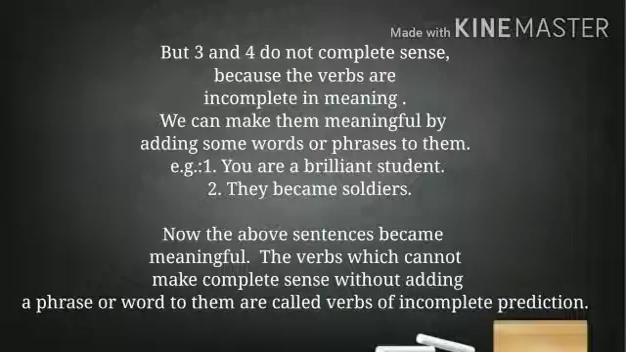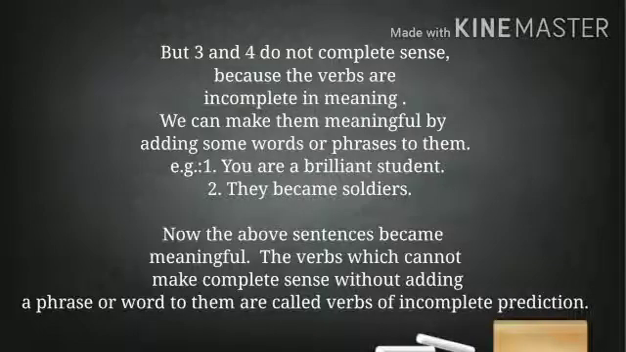If you stop at you are, it is a meaningless phrase. They became soldiers. If you stop at they became, what did they become? It's not complete. So we added soldiers to make it complete and meaningful. Now the above sentences have become meaningful. The verbs which cannot make complete sense without adding a phrase or word to them are called verbs of incomplete predication.